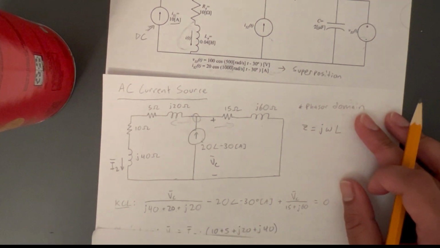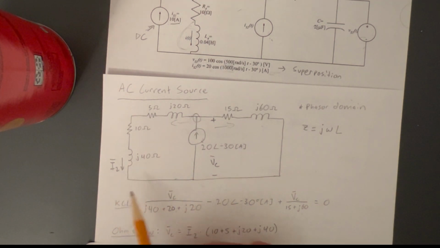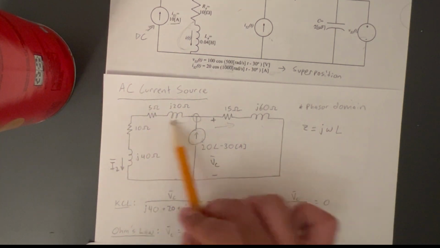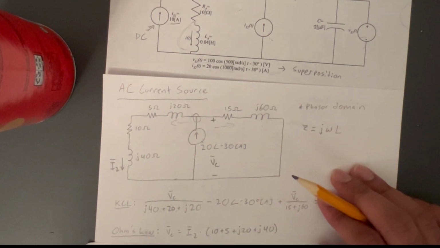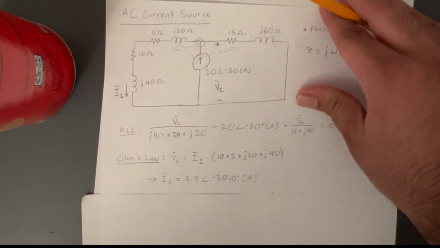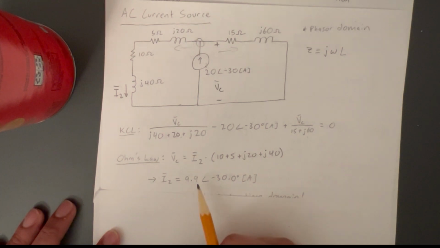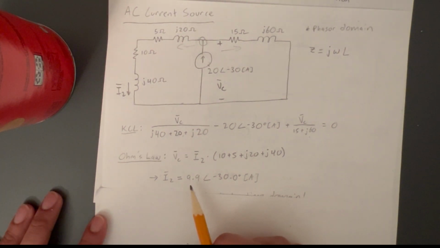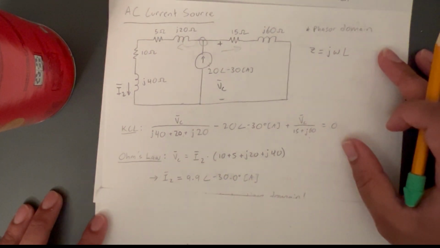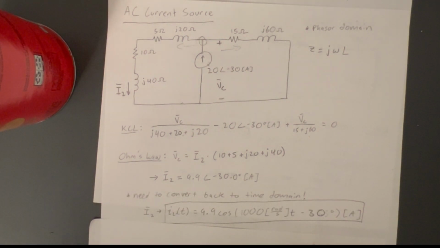Next, we need another equation, so I've chosen an Ohm's law equation. And here, VC equals I2 multiplied by all that. So plugging all that into a calculator, I got this. Important to note that this is in the phasor domain, and we want our final value to be in the time domain. So we have to convert this back to the time domain, and we get this.